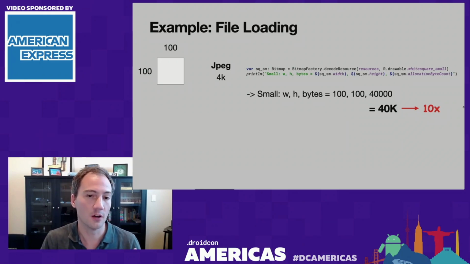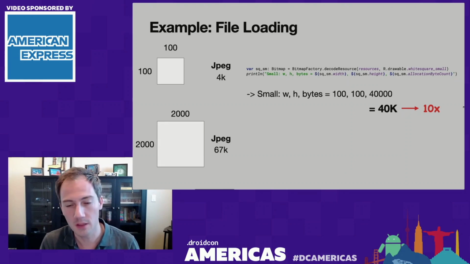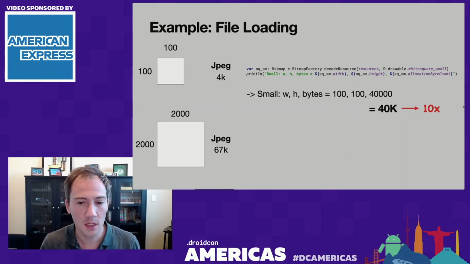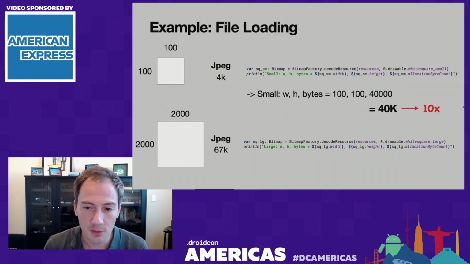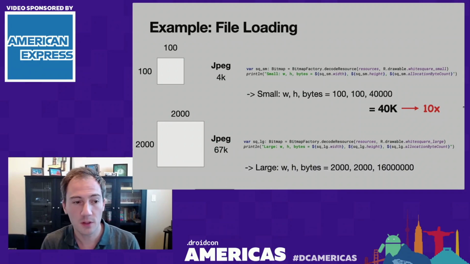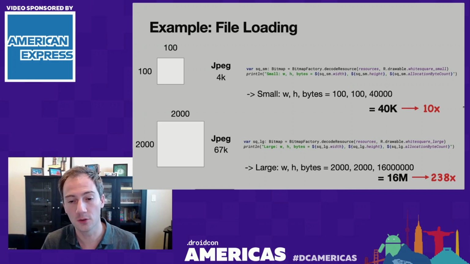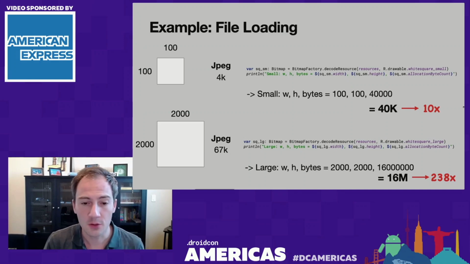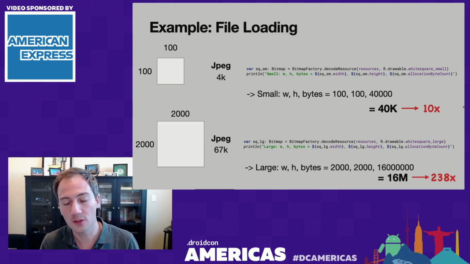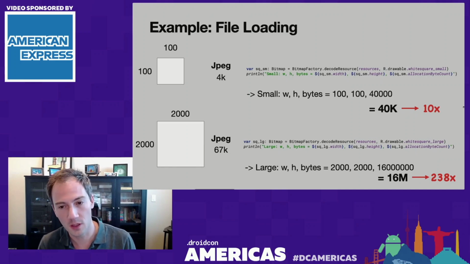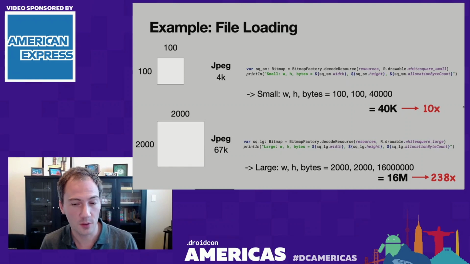Now, if we take a bigger version of that image, still white, 2000 by 2000, it's 67K on disk. And if we load it, we're going to see that the image in memory takes 16 megabytes. That's a 238 to 1 compression ratio. So again, do not trust the size of a file on disk to get an idea of how big it's going to be in memory. It's always going to be, at best, the same size, but probably most of the time bigger.